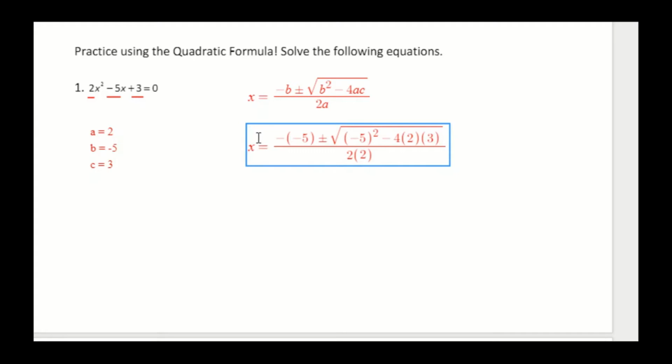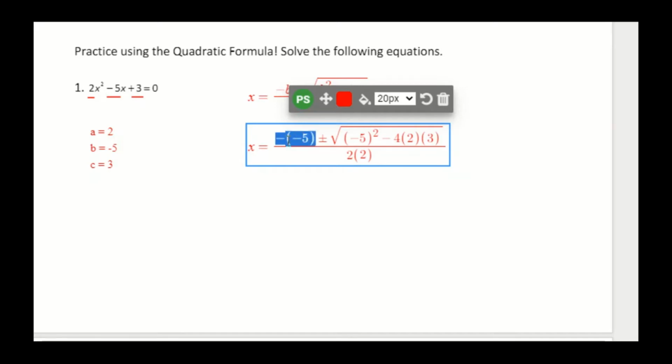This thing is ready to go, so I'm going to just start plugging stuff in the calculator. I don't want to put the whole thing in there. Usually what I like to do is just simplify this little piece first. This piece is called the discriminant, and we'll talk about that towards the end of today's lesson. So I like to simplify basically 3 parts.